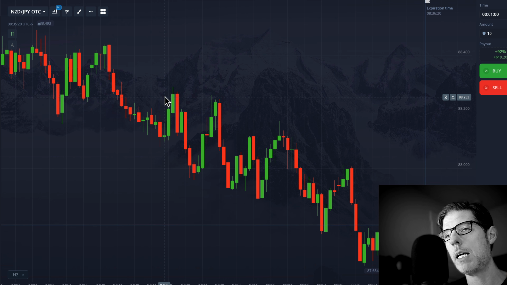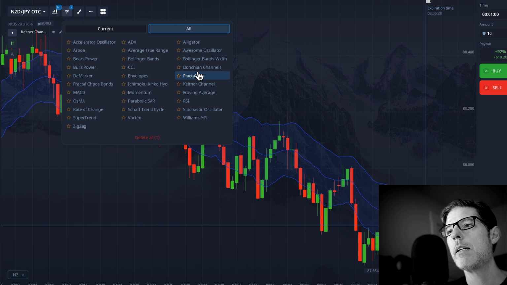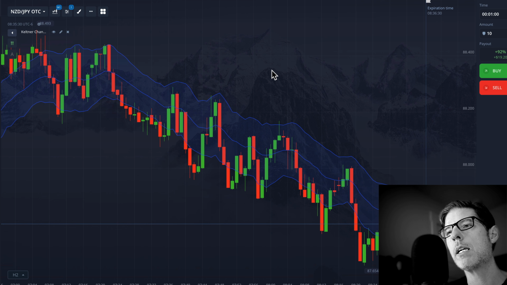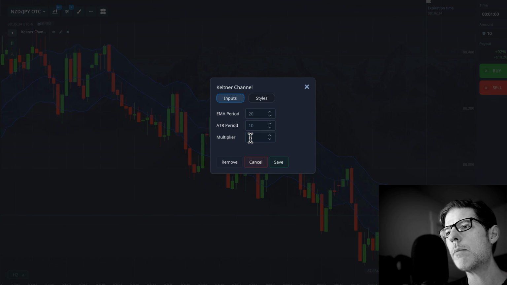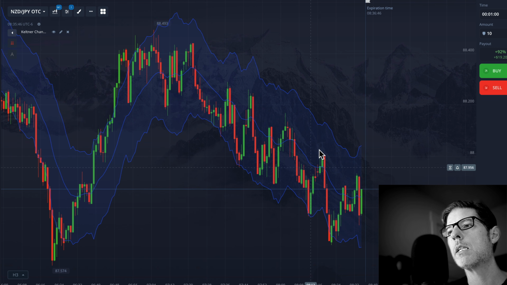If the trend is up or down, you can come over here and click on the little indicators button, and you'll find a little indicator here called the Keltner channel. I have some videos on the Keltner channel, and you can modify this. Sometimes I've found that a multiplier of 2 seems to work a little bit better. It gives you a little bit wider of a channel. So this is kind of experimental, whichever works for you, but a multiplier of 2 works pretty good.